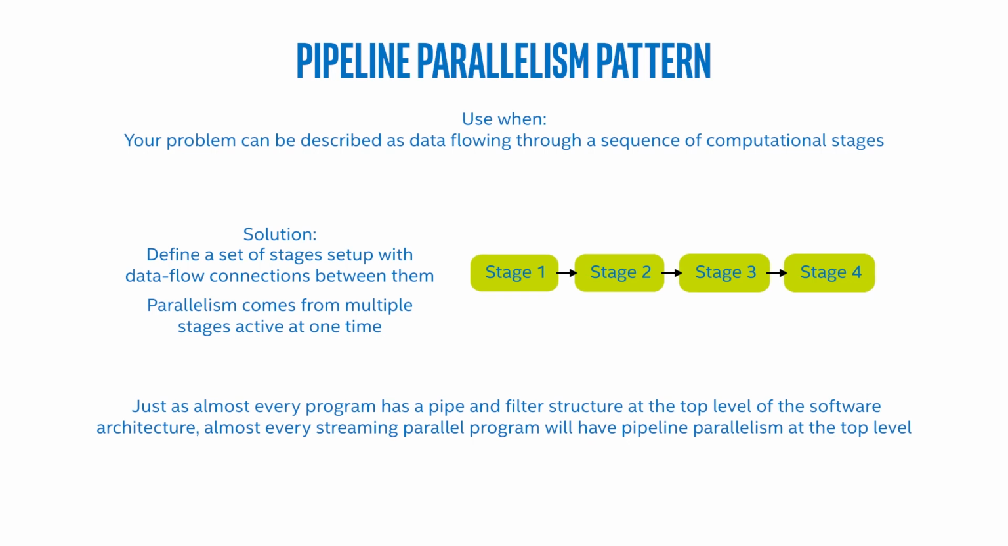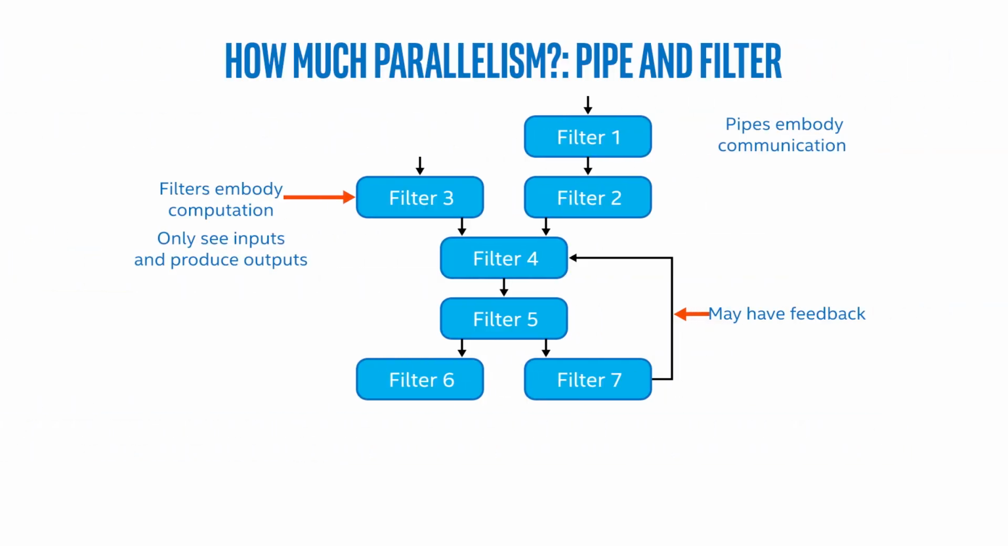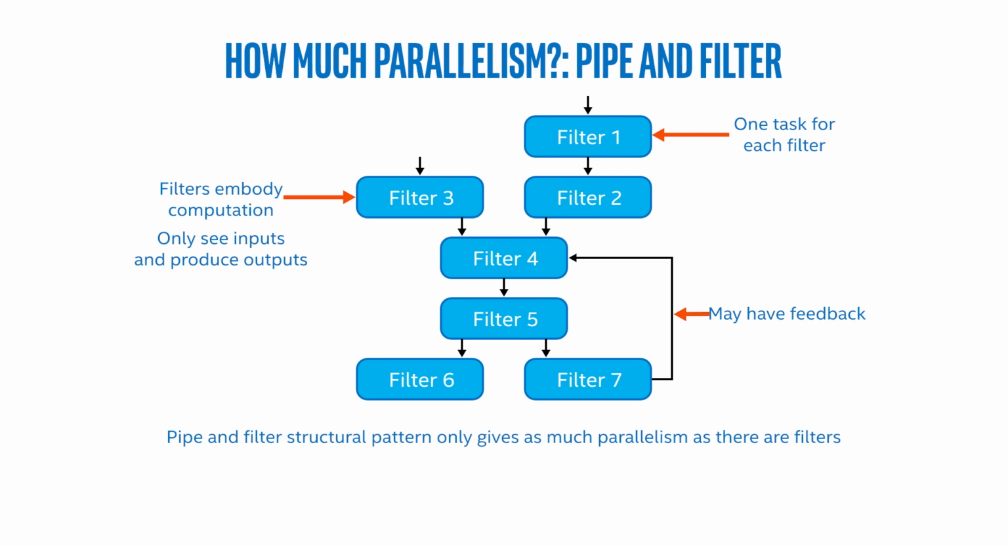Now, just as every application typically has pipe and filter at the top level, almost every streaming parallel program will have some sort of pipeline parallelism at the top level. But of course, this is only true if the data is continuously or periodically streaming. If not, then we may not be able to pipeline. So how much parallelism do we find from this pipe and filter? Well, basically, we can get at the top level 1 task for each filter. That's about as much parallelism as we can get. And if we need more parallelism to effectively use our computational resources, we have to look deeper inside the individual filters.